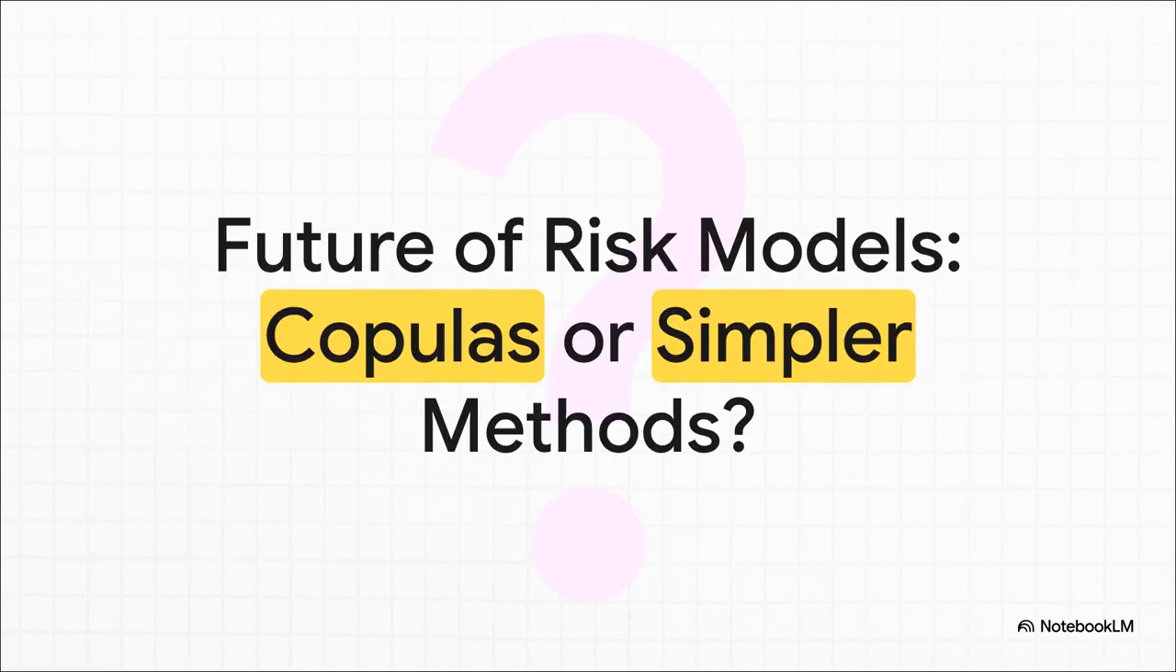So I'll leave you with a final thought, a question that's really shaping the future of the entire risk profession. As our models get more and more complex, and our computing power grows, where do we draw the line? When is the brutal precision of a copula worth the loss of transparency you get with simple correlation?